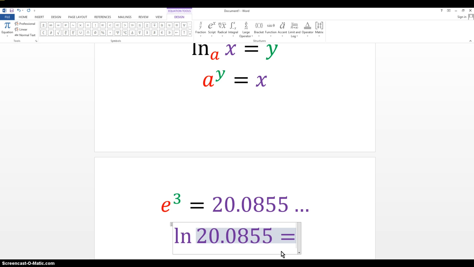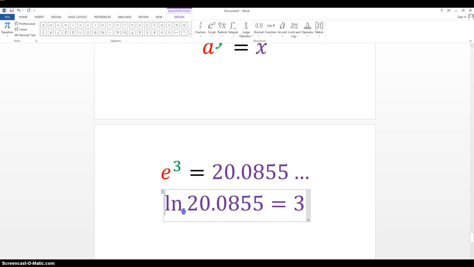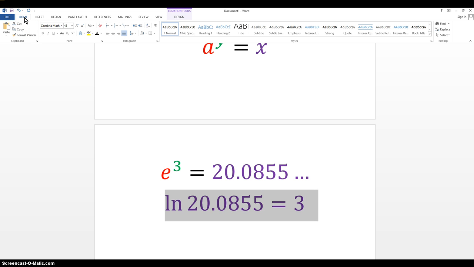Equals, and then it's supposed to match up with our y. And in this case, our y is what? 3, exactly. So again, you don't need the base, because it's assumed that the base of all natural logs will always and forever be what? E. Exactly. So our answer in this case is natural log of 20.0855 is approximately equal to 3. So let's go ahead and highlight that as my answer.